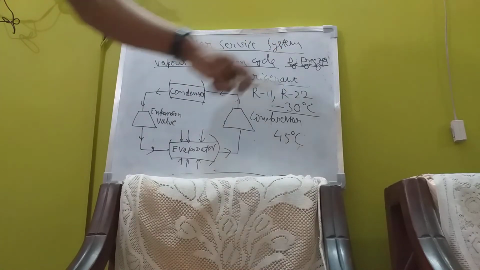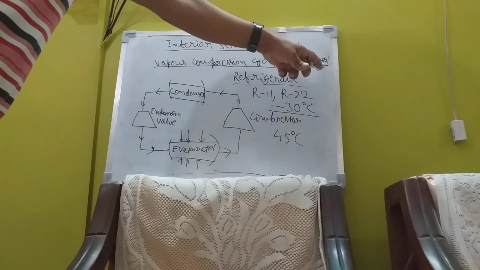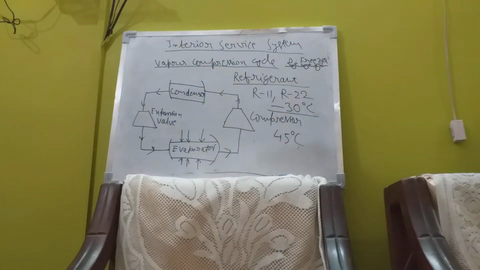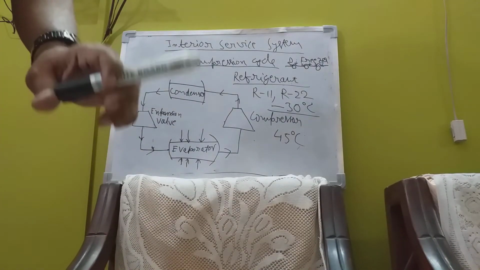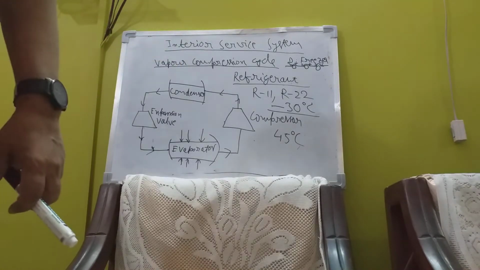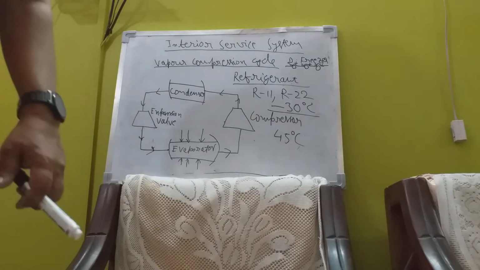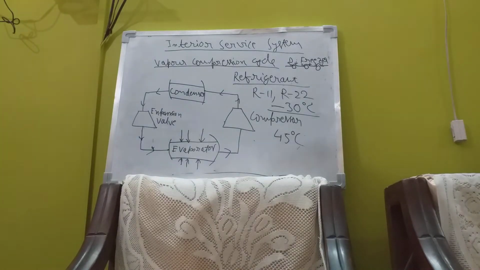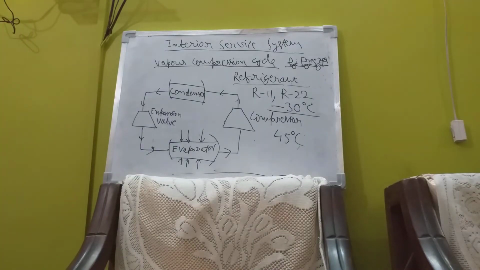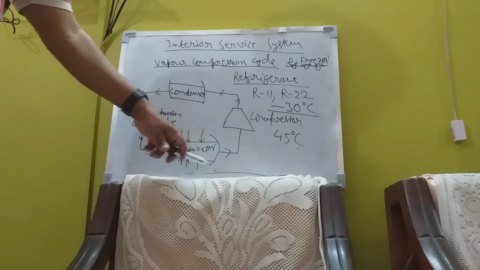Same phenomenon happening in the fridge. The refrigerant passes through these tubes, takes heat from outside, itself gets converted into vapor, and the outside becomes cold. Similarly, in the air conditioner in your house, the refrigerant passes through the evaporator tube, takes heat from outside, gets converted into vapor, and the outside surface becomes cold. This is the phenomenon happening in the air conditioner and refrigerator in your house. The main part doing the cooling effect is called the evaporator.